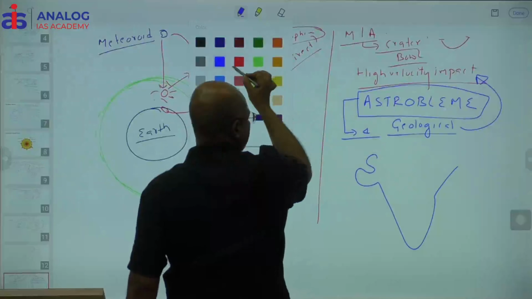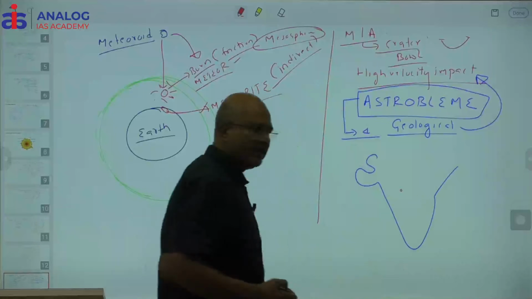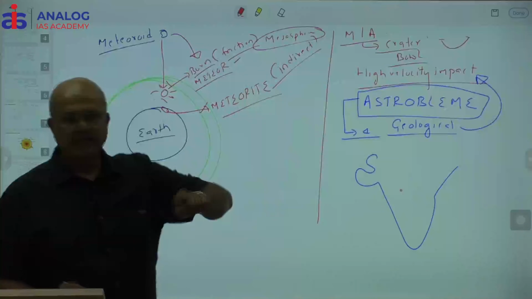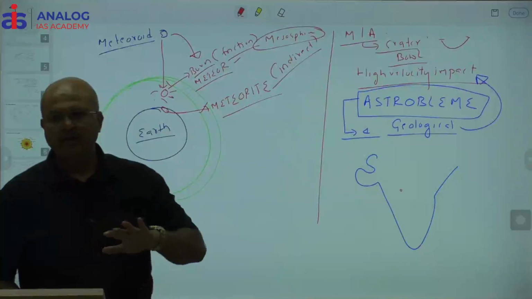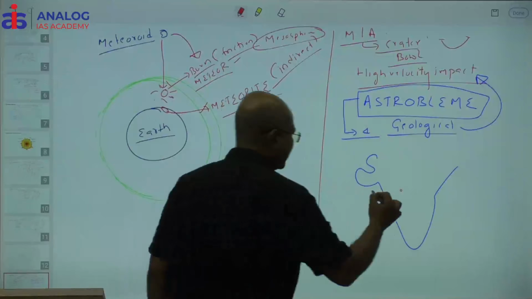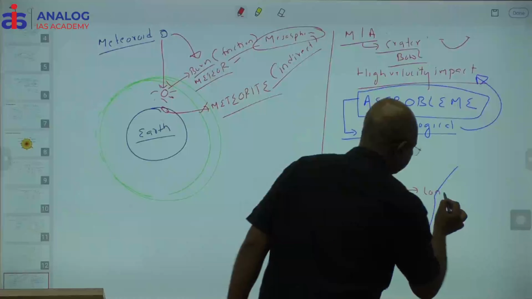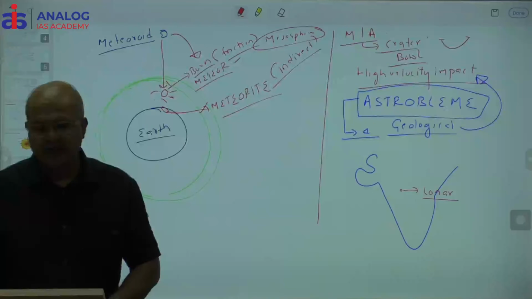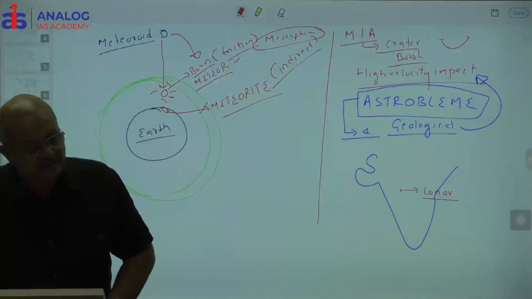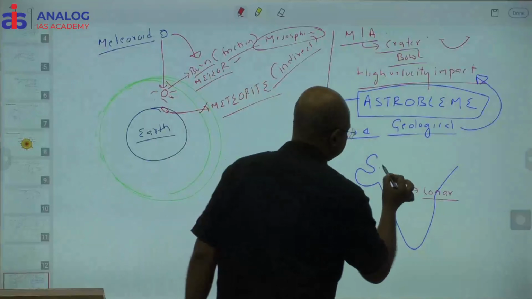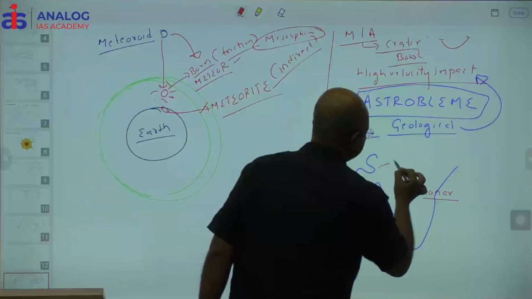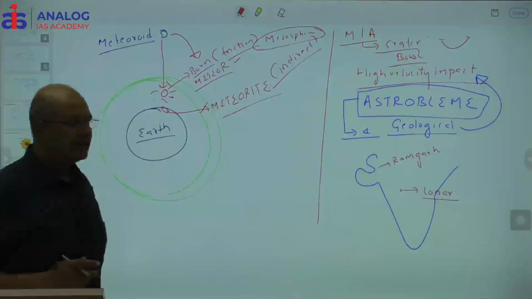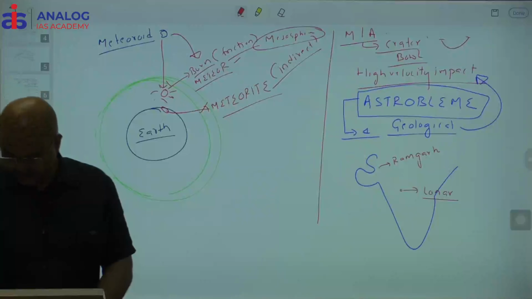The first one, which is very famous, is in Maharashtra. Have you heard about Lonar Lake? Lonar Lake is a famous example of an astrobleme. Apart from that, Ramgarh, Ramgarh Lake, and then Dhala, Madhya Pradesh, Dhala.